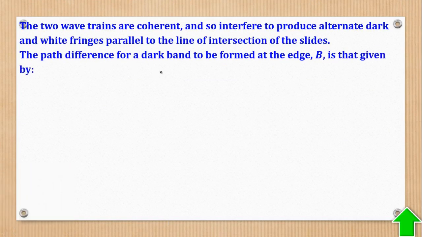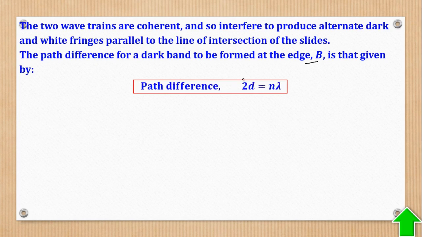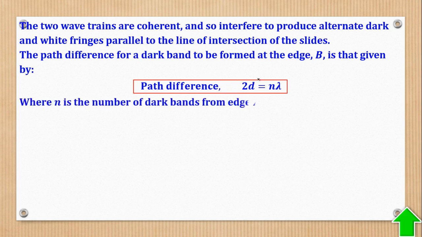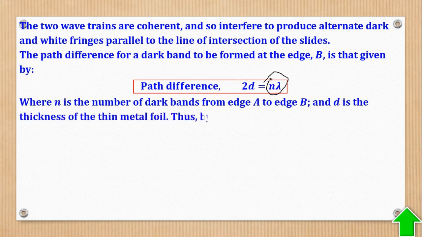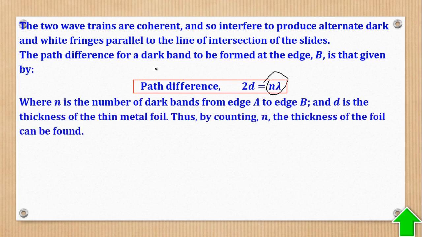Now the path difference for a dark band to be formed at the edge B is given by this. That 2d is now the path difference. It will be equal to an integral multiple of lambda. You realize that in the previous one it was not. That was the formation of a bright fringe, but now here it is for a dark fringe. Why? Because of that phase change.